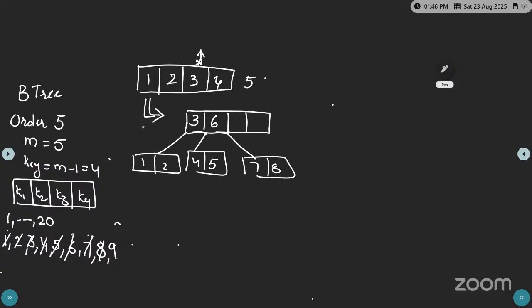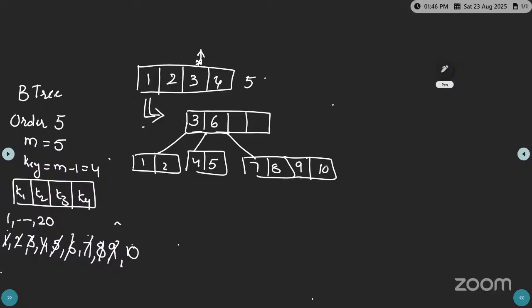So 6 to the right, and 7, 8. Space is available now, so 2 more spaces available in this. 7, 8, 9 in this, and 10 also is inserted in this. We need to draw 2 trees, one for 9 and one for 10. No skipping. No more skips.